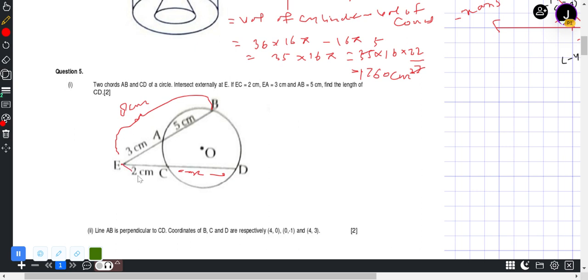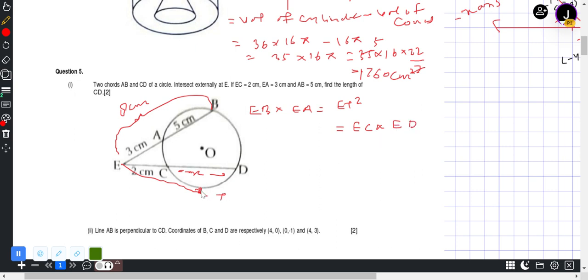Now you know one theorem by which, if I draw a tangent here, say meeting at point T, then EB into EA is going to be how much? Is going to be ET square. And so is true for the other chord, that is the chord tangent theorem, which is EC into ED.